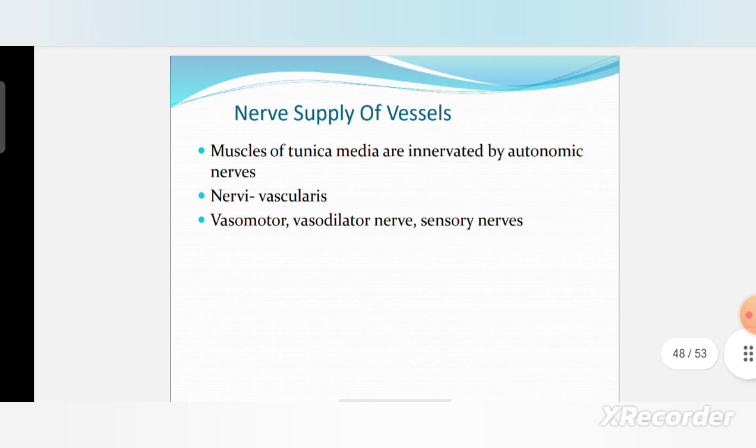Next is the nerve supply of vessels. Muscles of tunica media are innervated by autonomic nerves, and nervi vascularis. These are vasomotor, vasodilator nerves and sensory nerves.